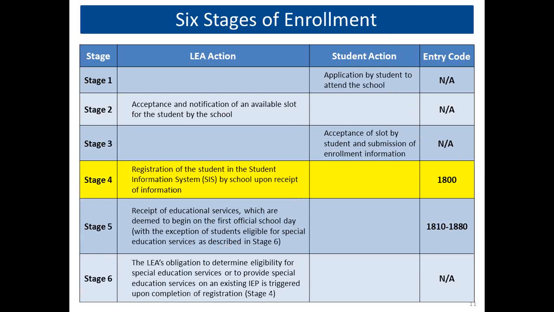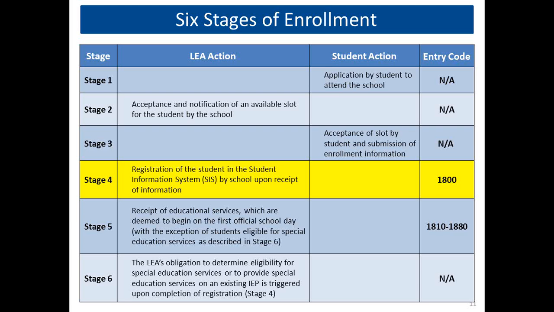Here is a reminder of the 6 stages of enrollment. Again, you are not the registrar. You don't have to memorize these, but I do want to let you know what you can expect right now with kind of how it goes. The student applies to the school, the LEA accepts the student and they have a slot. Then the student or the parent officially accepts that slot by submitting all of their enrollment information to the LEA.